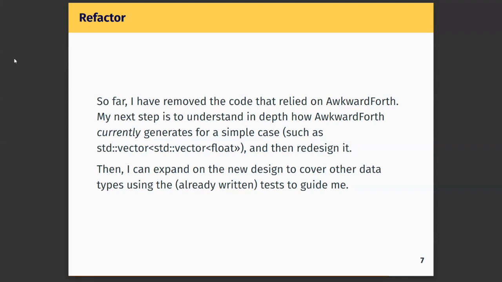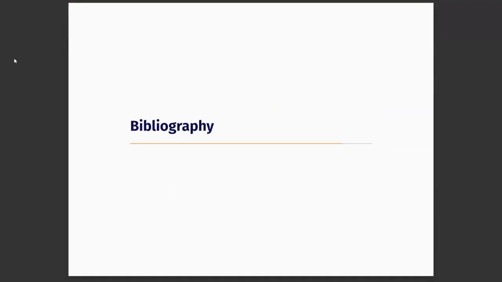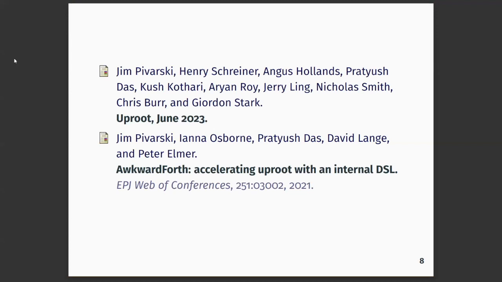And so, yeah, that's what Uproot is. That's what AwkwardForth is. That's what I've done so far, and that's where the refactor is heading. And that is all I have. Here are my sources. Are there any questions?